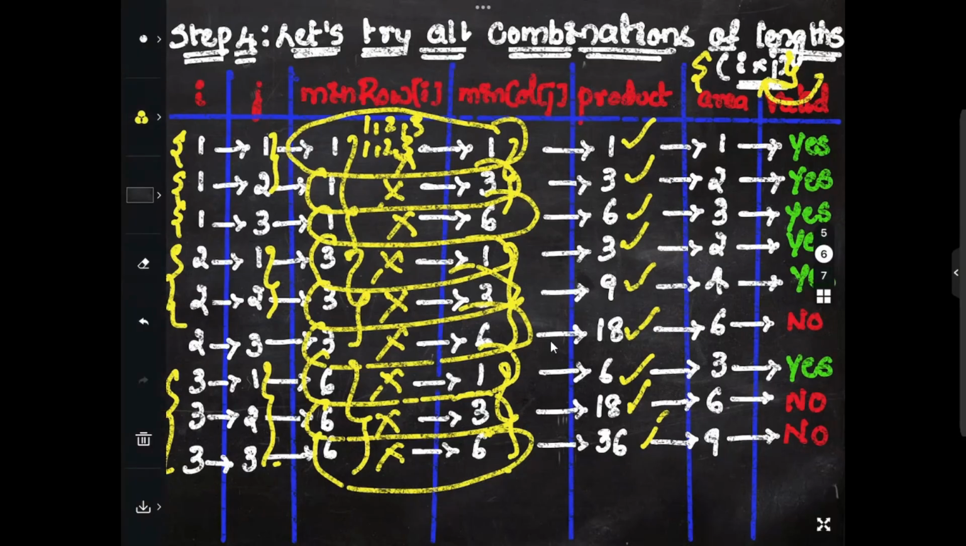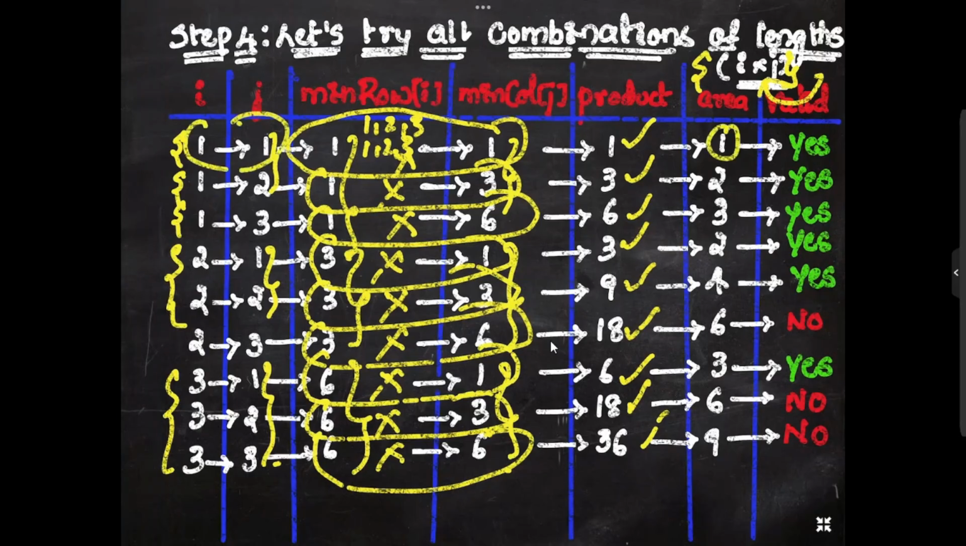Next, let's go with the area. Area is nothing but the rows into columns here, right? So this one would be rows into columns, I into J. 1 into 1 would be 1, 1 into 2 would be 2, 1 into 3 would be 3. So next, 2 into 1 would be this one.